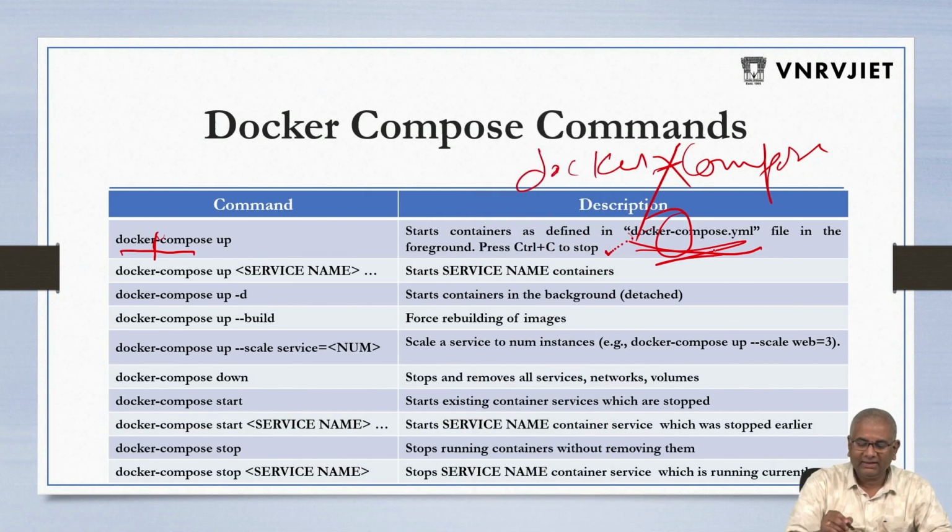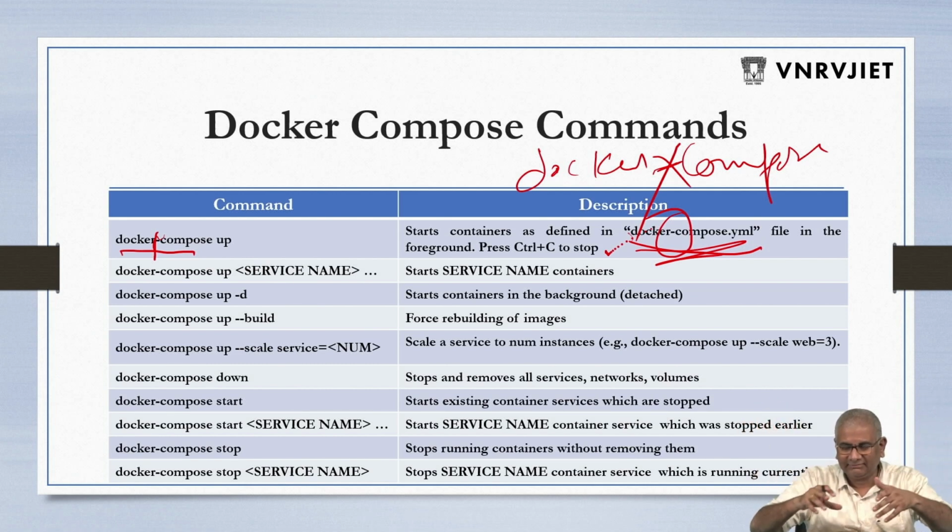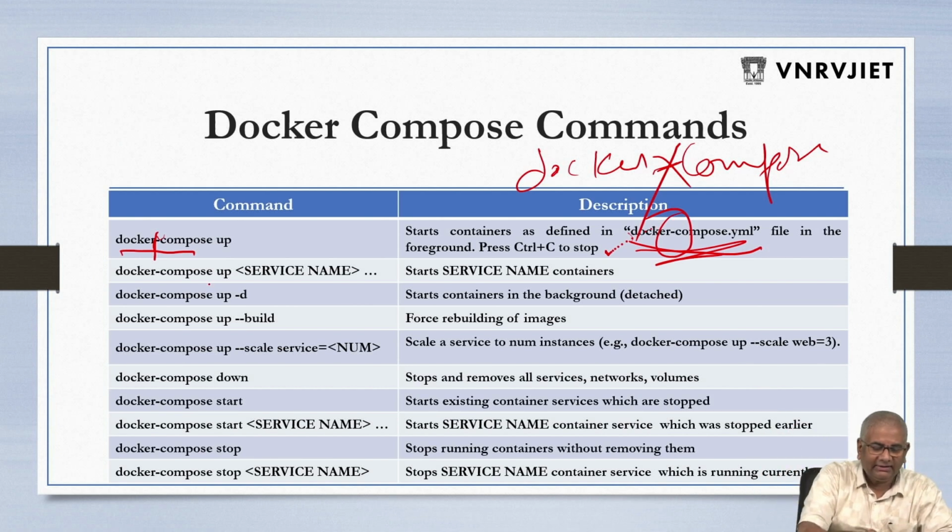This is for starting up everything. It will build all the containers from the images mentioned in the YAML file. Then docker compose up with a service name runs only that specific service in the compose file. If there are dependencies, they will also be run.